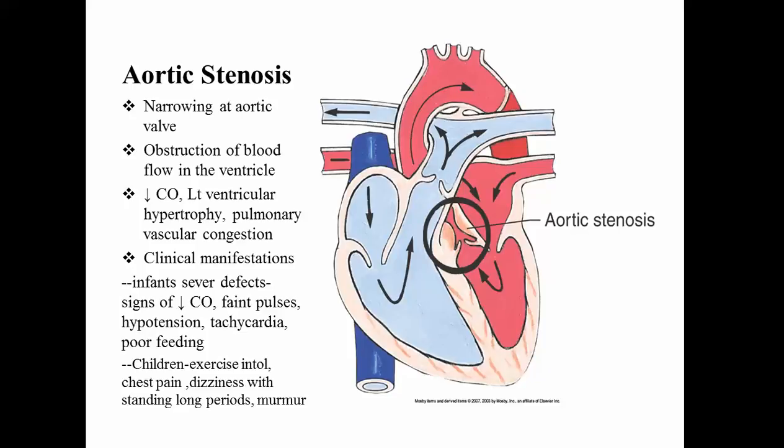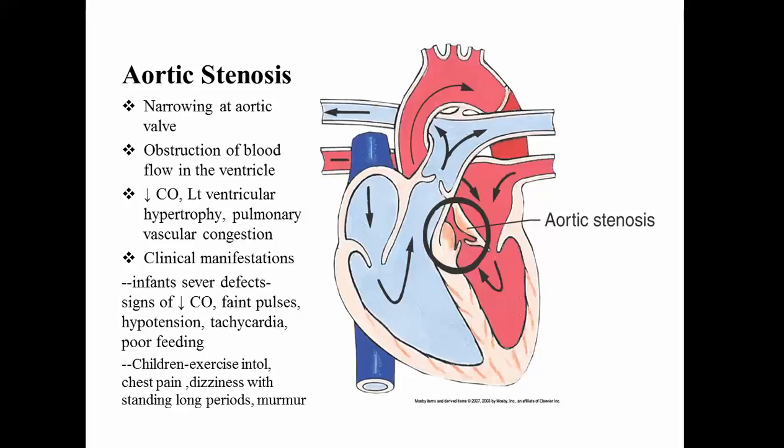So then the clinical manifestations would be infants with severe defects may show signs of decreased cardiac output. So symptoms, then, I want you to think of what kinds of symptoms you're going to have with decreased cardiac output. So take a minute to think. And if you said you're going to have decreased or faint pulses, you're going to be hypotensive, you'll be tachycardic, and there will be poor feeding on the infant's part.